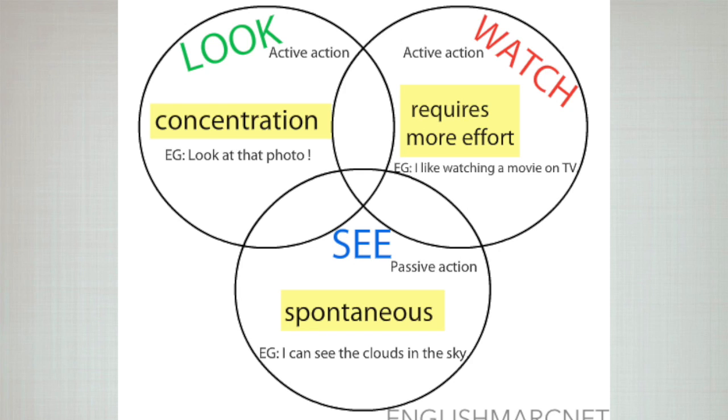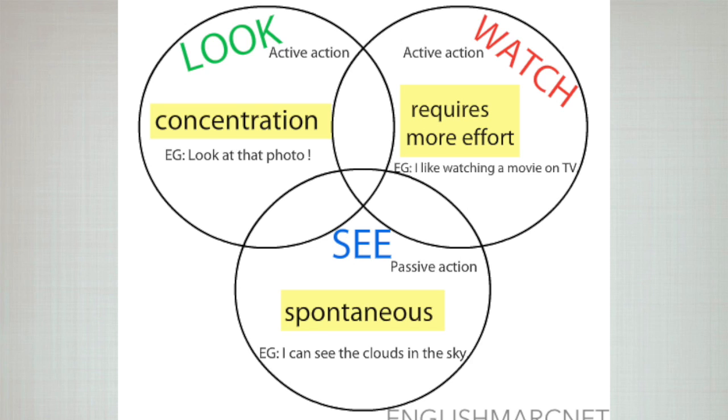Look at the next one, which is watch. It is also an active action, and it requires more effort as opposed to look. We watch things that are going to move or change in some way, and we watch the movements and changes. For example, I like watching a movie on TV. Or if you watch that egg for long enough, you'll see it hatch. This is what I wanted to show you, that look and watch are quite similar, but they have their differences.